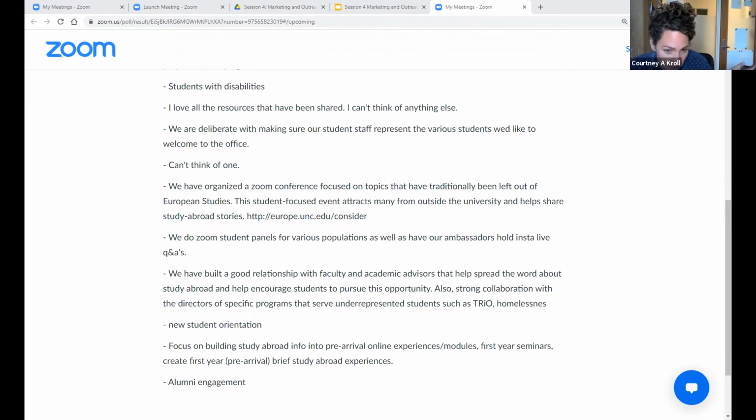Zoom panels, yes. I think there's some chatter in the chat about getting permission from students. Some great examples here about how we can get permission from students to make sure that they give us their permission to use the videos and the photos. Thank you. So everyone, if you have questions about that, there's a lot of information in the chat about that.